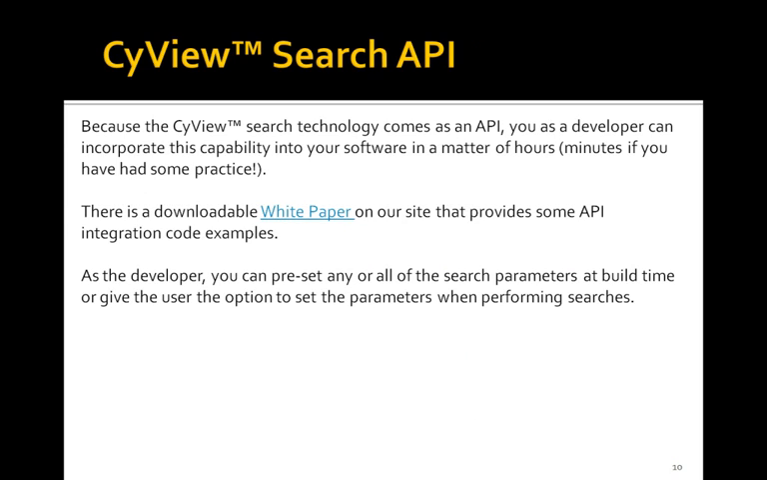CyView technology comes as an API. As a developer, you can incorporate this capability into your software in a matter of hours or minutes if you have had some practice. There is a downloadable white paper on our site that provides some API integration code examples. As the developer, you can preset any or all of the parameters, all of the options at build time, or give the user the option to set those at runtime.